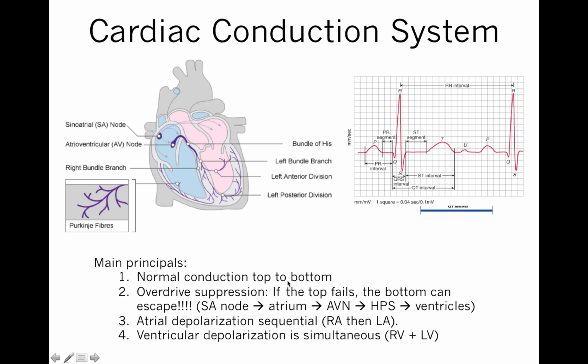So normal conduction is from top to bottom. There is the concept of overdrive suppression, meaning if the top fails, the bottom can escape. So if the sinus node does not depolarize, the AV node will take over, and if it does not, the His-Purkinje will take over, etc. Atrial depolarization is sequential, right atrium then left atrium, whereas ventricular depolarization is normally simultaneous. The right ventricle and left ventricle will depolarize together.